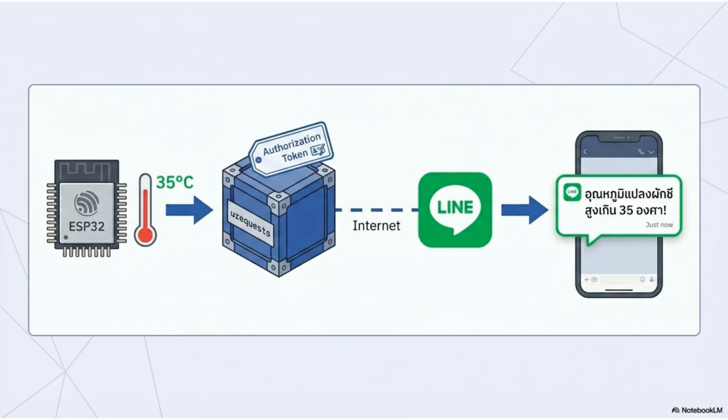Here's an example. The ESP32 measures a temperature of 35 degrees Celsius. Using "urequests" and an authorization token, the data is sent via the internet to Line, which then notifies the user about the high temperature.